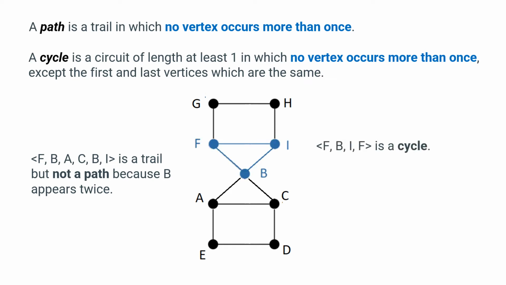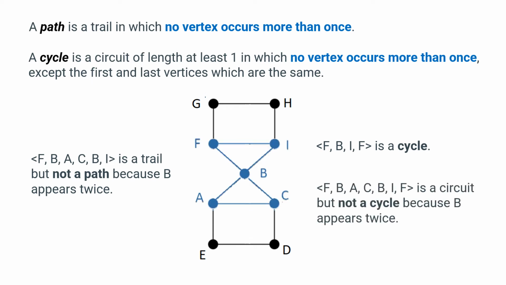So F, B, I, F, take a look at that. We would say that is a cycle because it's a circuit. It's a circuit because it's a closed walk with no edges occurring more than once, but also no vertex occurs more than once. So we would call that a cycle.